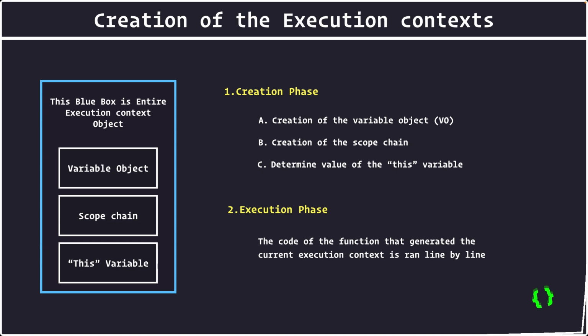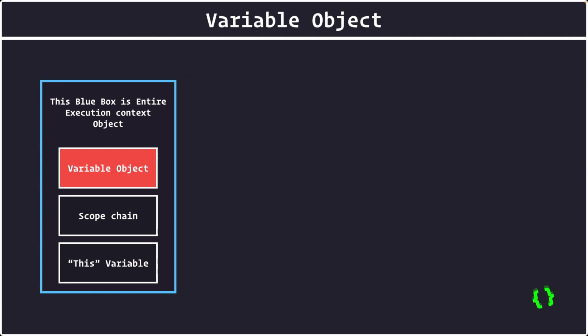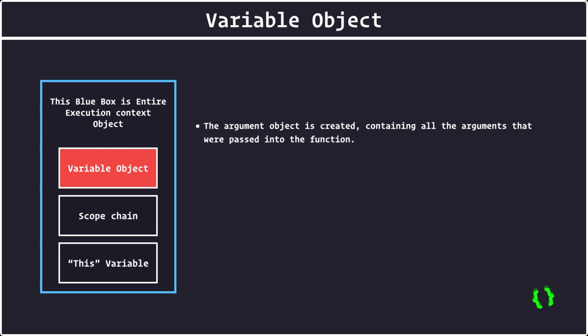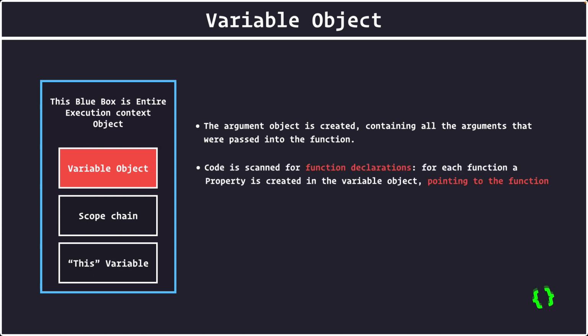So let's now look at the creation of the variable object in the creation phase. So this is what happens in the creation of the variable object. The arguments object is created containing all the arguments that were passed into the function. The code then is scanned for function declarations, and for each function a property is created in the variable object pointing to that function. This means that all the functions will be stored inside the variable object even before the code starts executing, and this is very important for you to know.